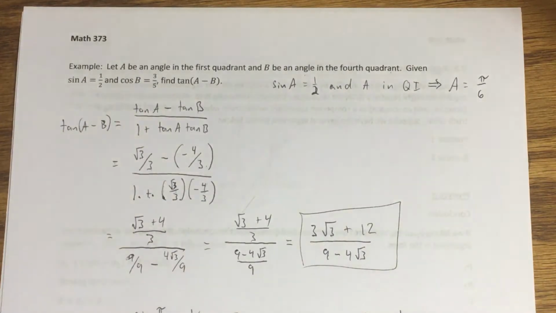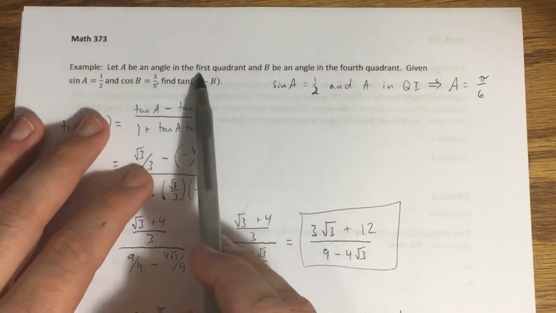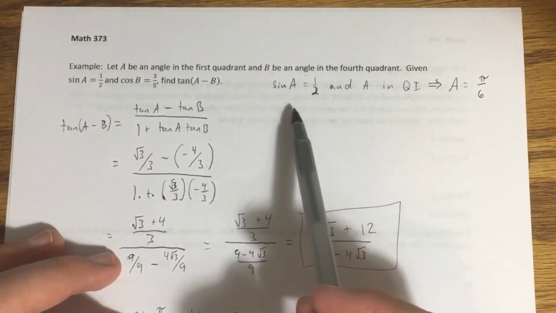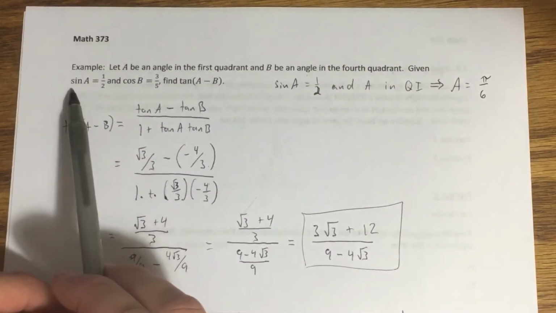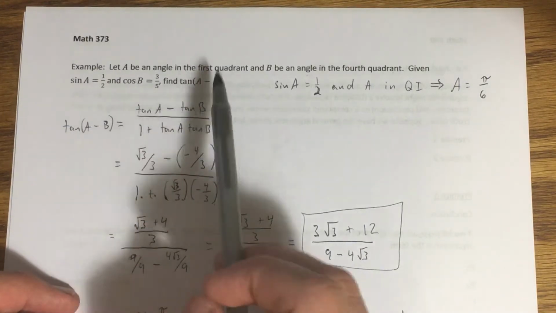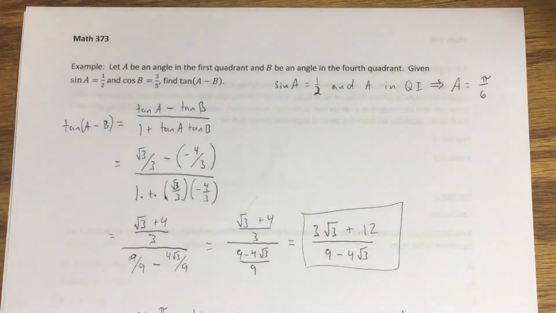So in this example here, we're going to be taking two angles, A and B. A is an angle that's known to be in the first quadrant. B is in the fourth. And we are also given more information. We're told that sine of A is 1/2, cosine of B is 3/5. And what we're asked to do is find the tangent of A minus B.